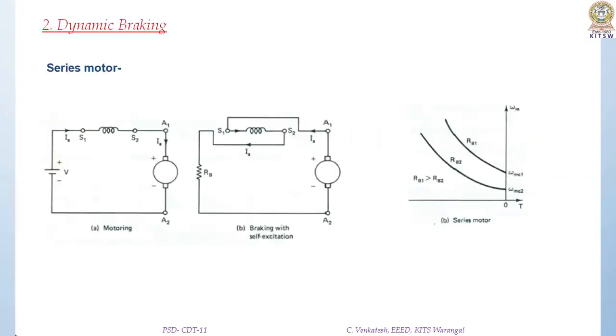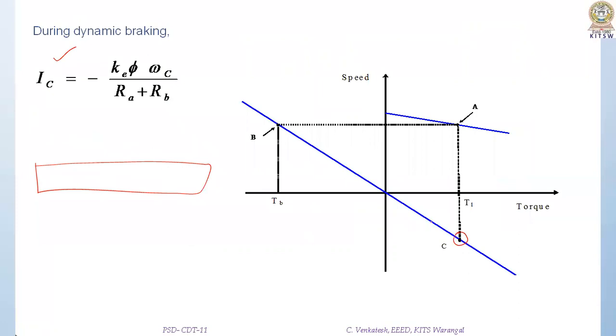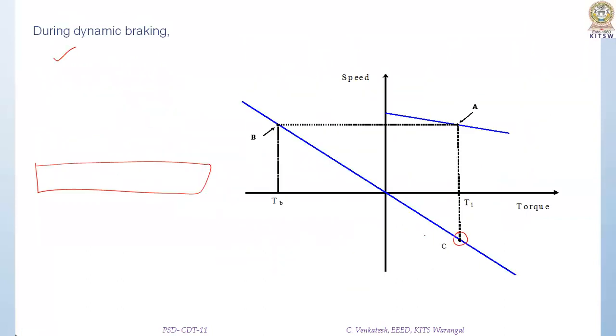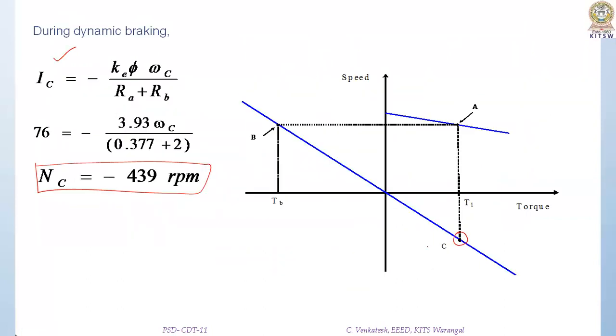Okay, just go to that problem. Yeah, before it was operating at 1000 RPM. Now it has come to 439 RPM.